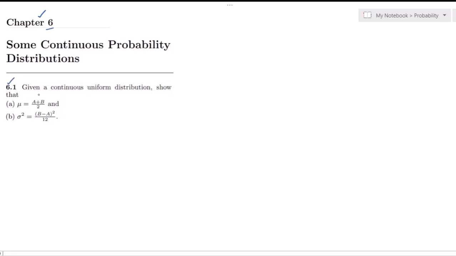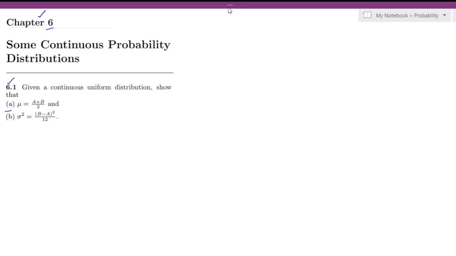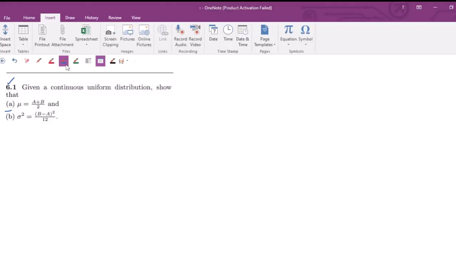The statement of this question is: given a continuous uniform distribution, show that mu, the mean, is equal to (a plus b) by 2, and sigma square is equal to (b minus a) whole square divided by 12, meaning the standard deviation is equal to b minus a whole divided by the square root of 12. So we have to start, and before starting I have to write what?